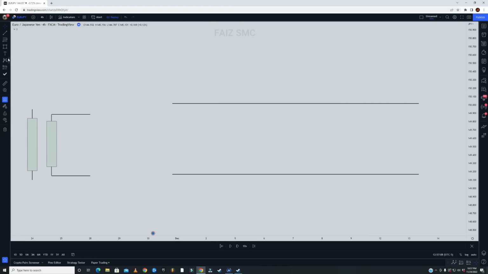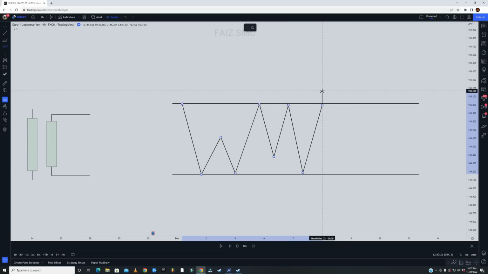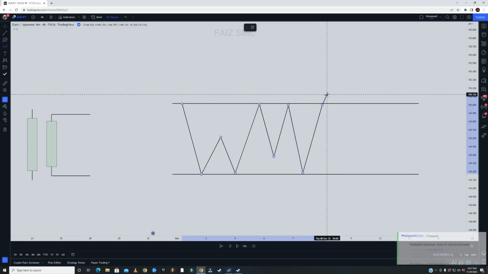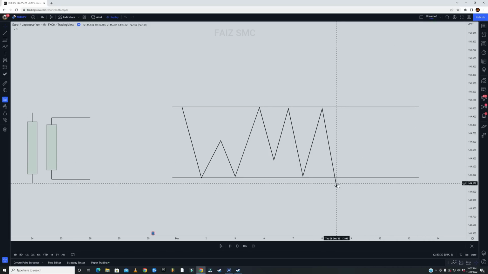Now the price action is going to look something like this. What you want to do is wait for price to fake out above this level, or it could fake out below this level. Once it fakes out, let's assume it fakes out to the downside, it takes out the sell side liquidity here.